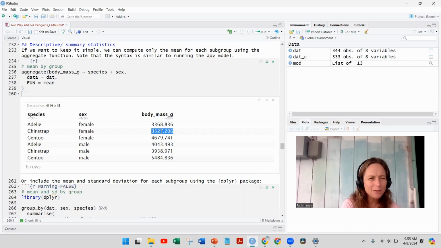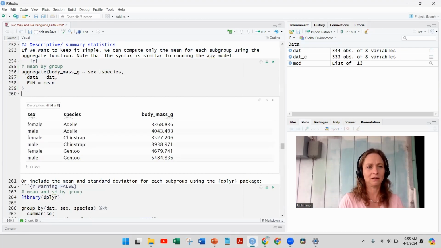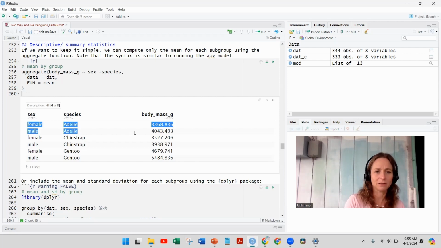And let's say, oh, wait, I didn't really want it to be all the females grouped together or the males grouped together. I wanted it to be by species. Well, you could just change this around. You could just go back to the code and say sex plus species and then run it. Okay. And now we've got male and female of the Adelie body mass, right? Male, female, Adelie body mass. And you can compare them.